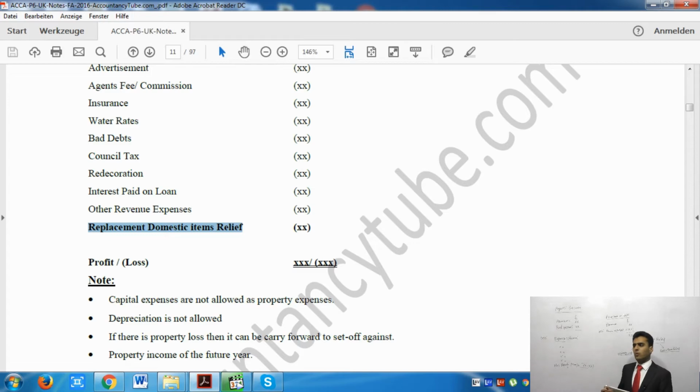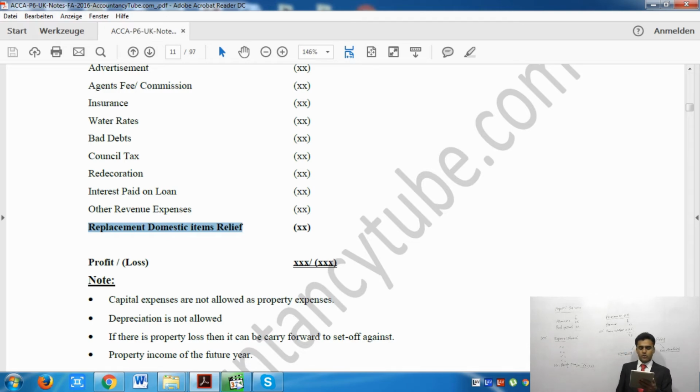Say for example, if you had a washing machine and a dryer together in the same machine, and then you replace it with only a washing machine, then this will not be applicable. Then we will have to see the actual cost of a replaced washing machine and a dryer in one machine. Only then we can claim it. Otherwise we cannot claim a replacement of domestic items relief.